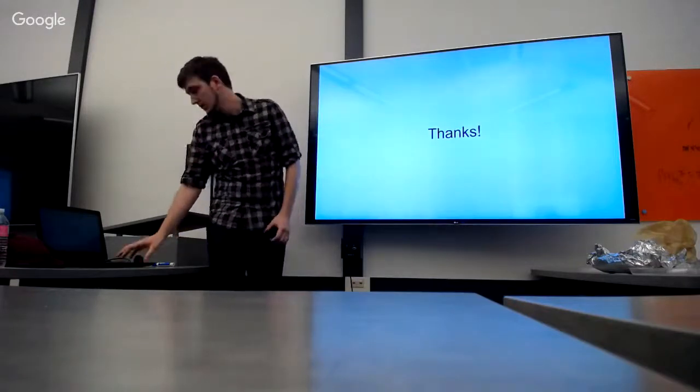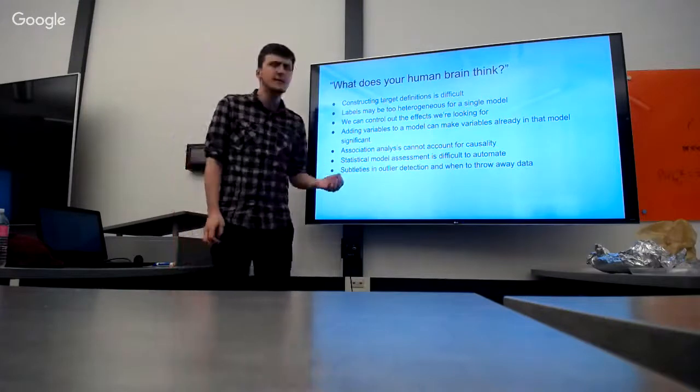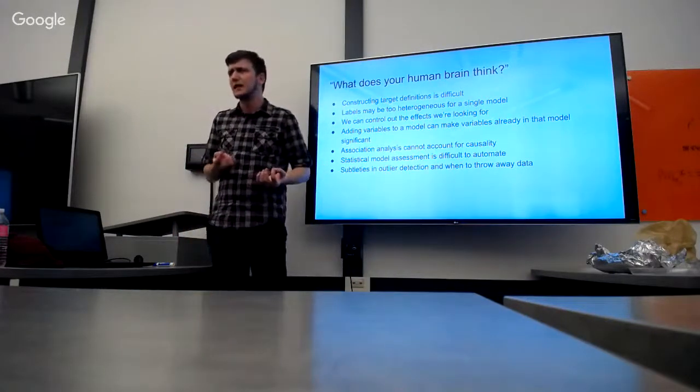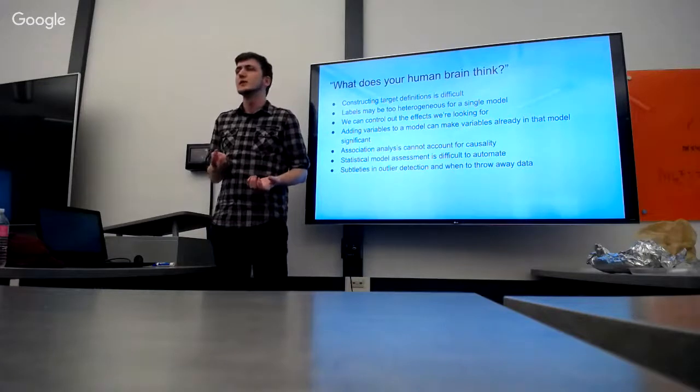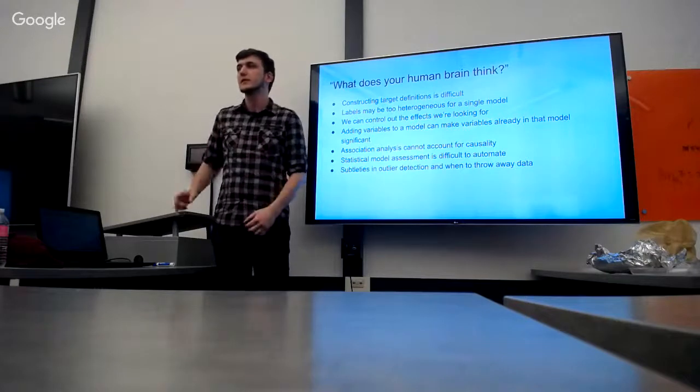Can you explain the fourth one? I'm curious, because I don't understand. Okay, so this is the phenomenon of a confounding variable. If you add a variable, it will explain some amount of variance in a model. Yeah. Okay.